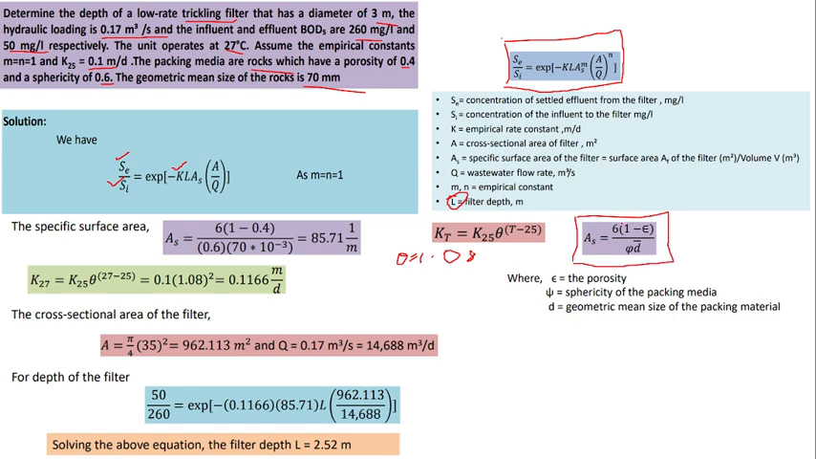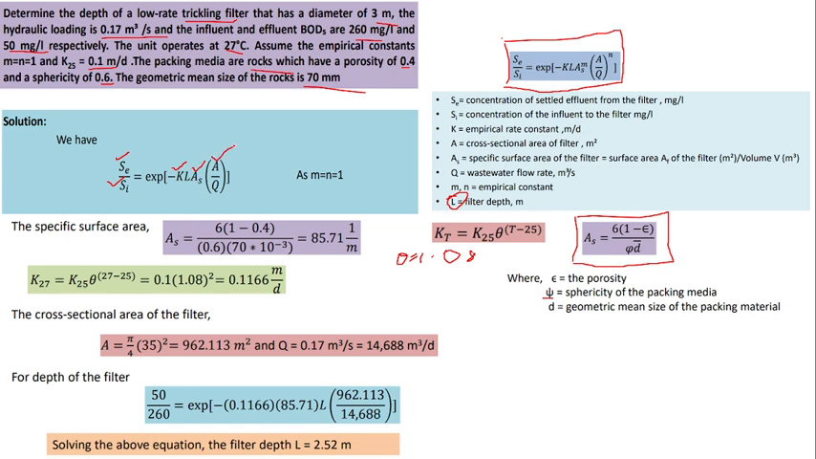AS is equal to 6 into 1 minus epsilon divided by phi D. This diameter is a geometric mean size of the packing material. And this one is the sphericity of the packing media, which is given as 0.6. And the porosity is given as 0.4. Just substitute the value. So 6 into 1 minus 0.4 divided by 0.6. And the geometric mean size is 70 mm. Convert it to meter, 10 power minus 3 on multiplying. So the value is 85.71. Okay.